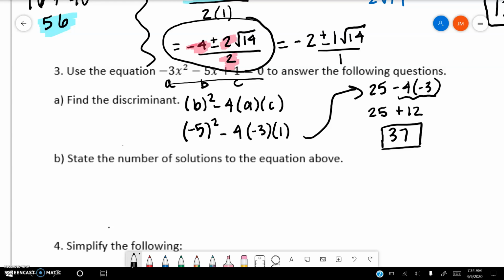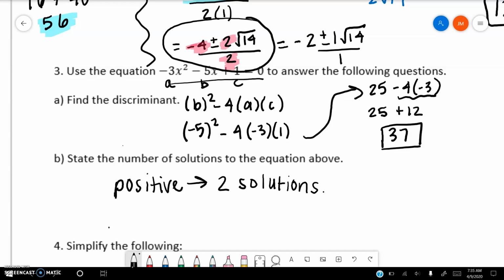Since 37 is positive, that means we are going to have 2 solutions if we were to do quadratic formula. All right, now going back up to number 1, 2 solutions just means that you have 2 different things. And in number 1, that comes from that plus and minus, because you would have negative 4 plus 2 root 14 and then negative 4 minus 2 root 14.